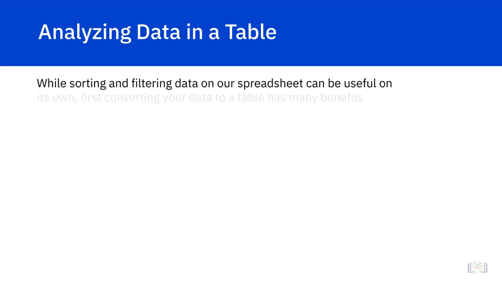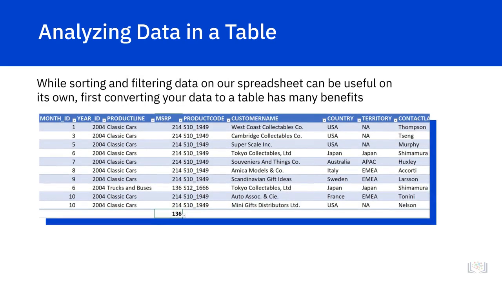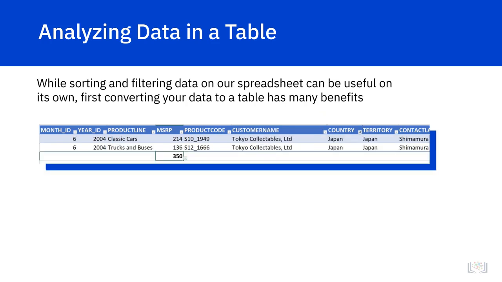While sorting and filtering data on our spreadsheet can be useful on its own, first converting your data to a table has many benefits. When we convert our data into a table, we are able to filter and calculate the data more efficiently. One example is the ability to easily calculate columns. For the column MSRP, we choose Sum, and we're able to quickly calculate the sum of the column. If we then only want to calculate the MSRP total based on Japan, we would filter the country column to only display Japan, and the column would then only add the values in the rows that were associated with Japan.